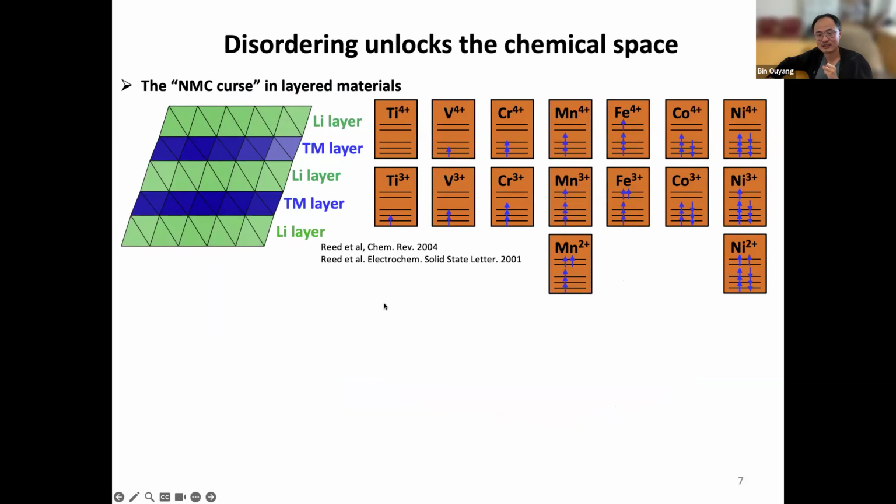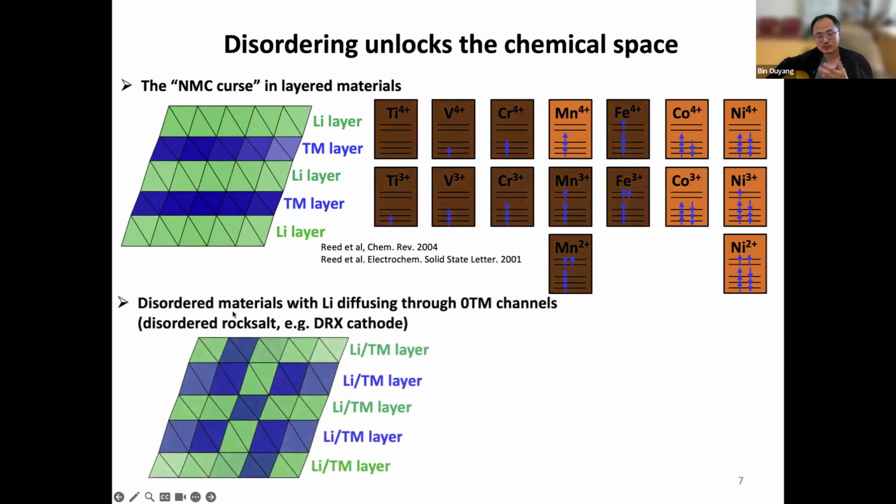My advisor had something more exciting to work on at that time. So to solve this NMC curse, we can use disorder. The disorder we use is actually compositional disorder.